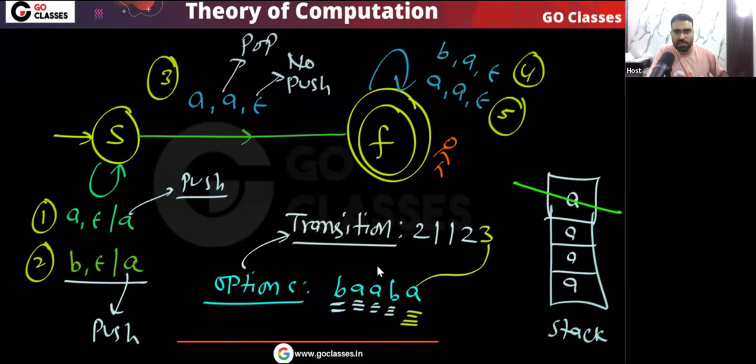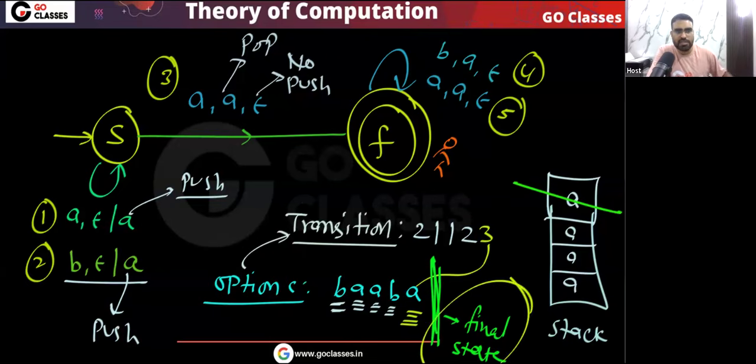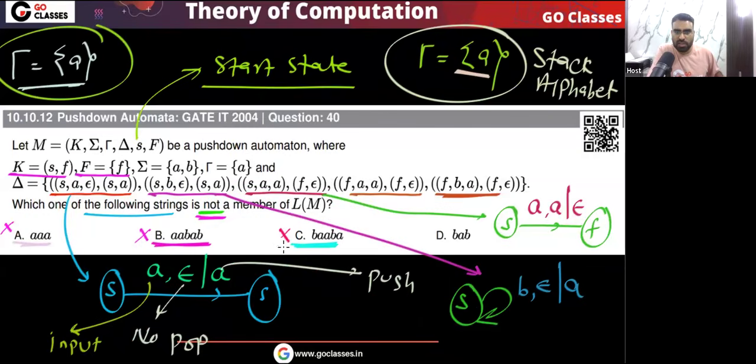Now the string has ended. Yes or no? Now I am in the final state. So is this string accepted or not? The string has ended. At the end of the string, I am in the final state. So this string is accepted. Yes or no? Remember, this string is also accepted. So this is not the answer because the question is asking which is not accepted. Okay, now let's see the last one.